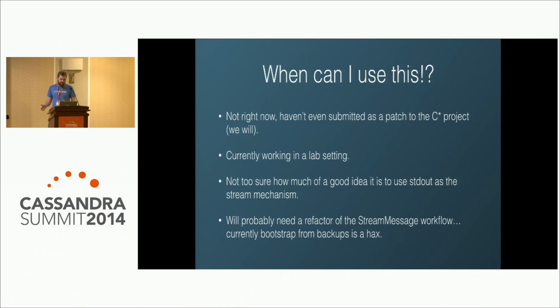So when can I use this? Not right now. Like I said, we've currently only used it in the lab. We haven't even submitted a patch to the Cassandra project. We really wanted to use this opportunity to gauge community interest. The other thing is, we're not too sure how good an idea it is to use standard out as the streaming mechanism. We'll probably need to refactor the stream message workflow because currently it's a bit of a hack.